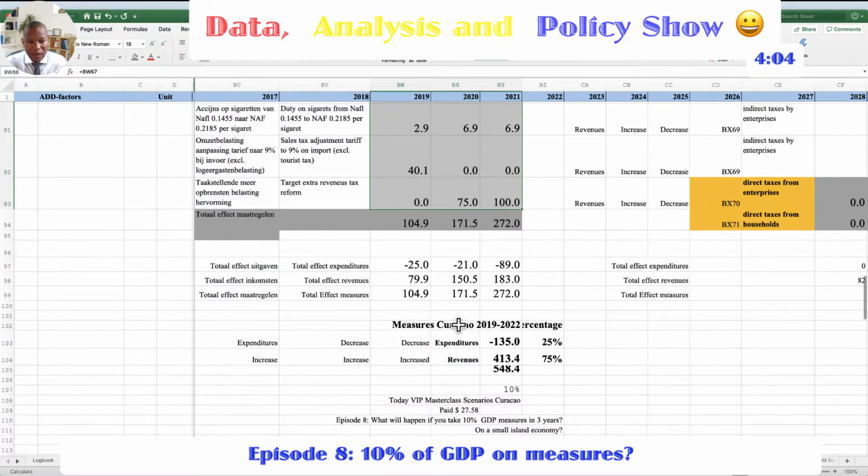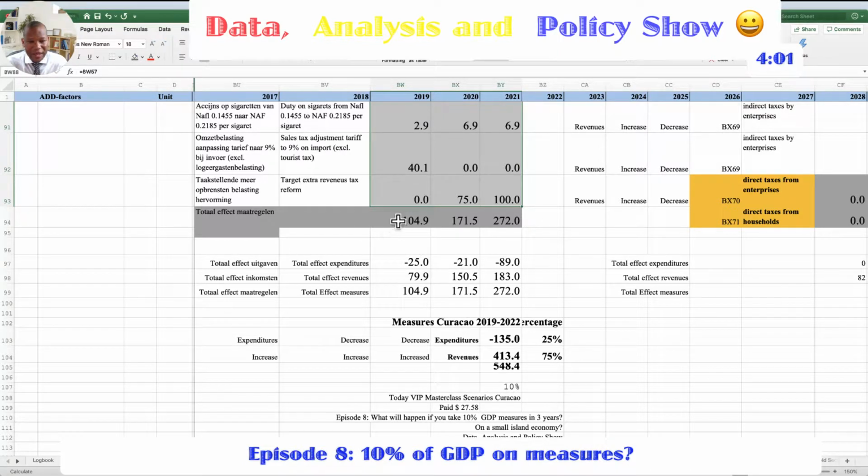And that will influence your return. Now, if we total this, it looks like this is the total package. The total package is 104 million, 171 million, and 272 million in 2021. So if you take the total, it sums to 548 million. So 548 million, that's 10%. How do I come up with 10%? That's 10% of our national income.